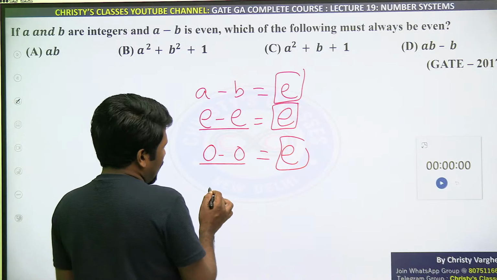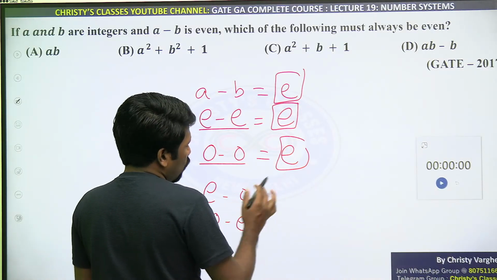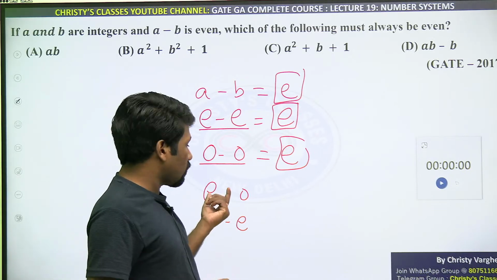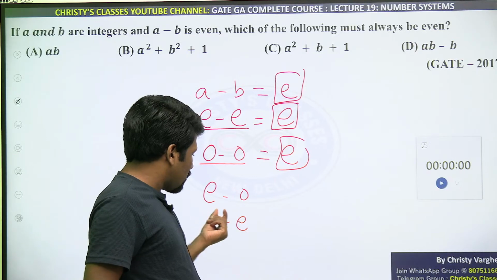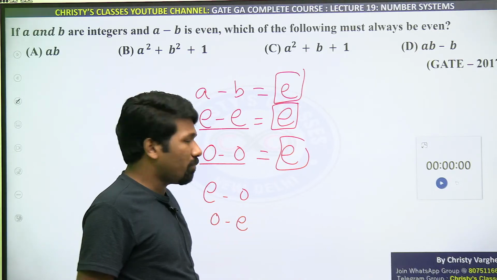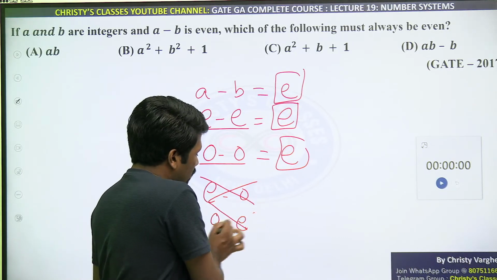The other two cases, right? The other two cases mean even minus odd and odd minus even. That will give you an odd number only. You can check it out if you have doubt: 10 minus 3, 13 minus 10. Both are odd numbers. So those cases we cannot take. These two cases we cannot take.